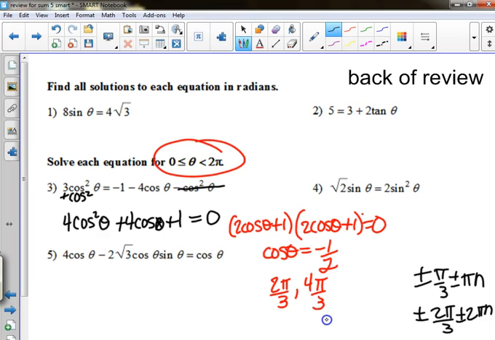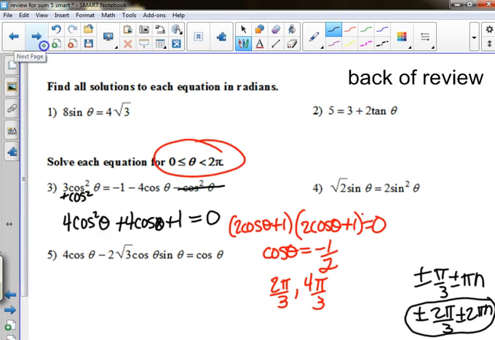Positive 2 pi over 3, negative 2 pi over 3. That is 4 pi over 3, right? Is negative 2 pi over 3. So this would cover both of those and all solutions thereafter. Just something to watch for.